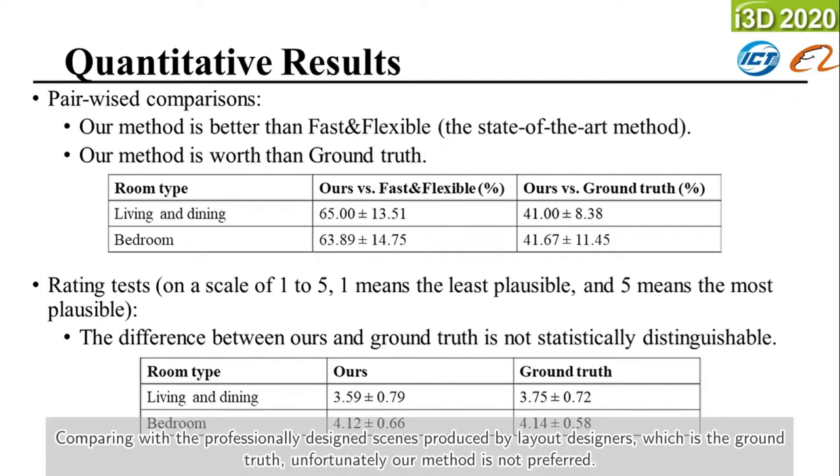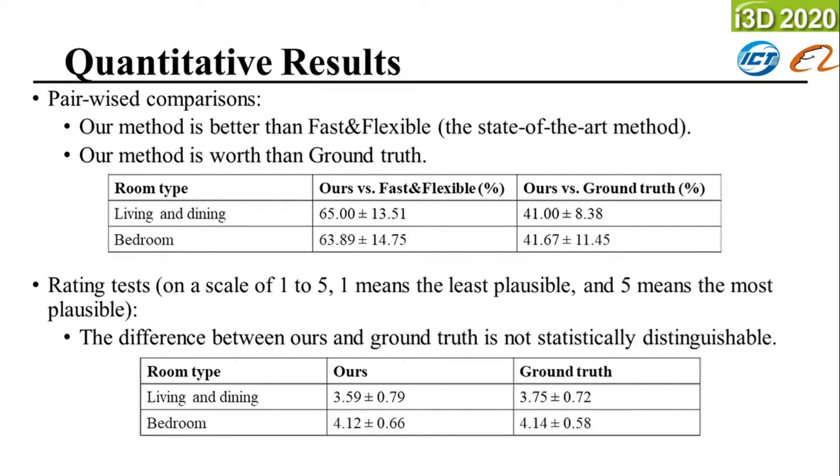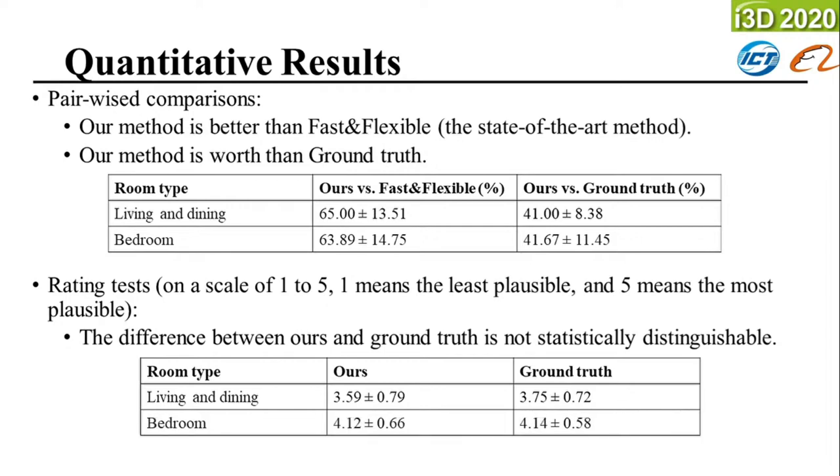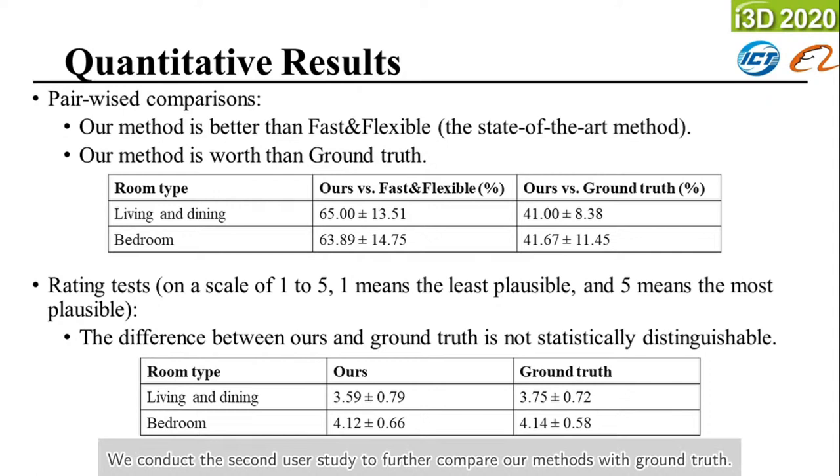Compared with the professionally designed layouts produced by layout designers, which is the ground truth, unfortunately, our method is not preferred. We suggest that this might be caused by the more accurate location of objects, which is more visually sensitive to humans, especially in 2D top-down view plans. We conducted a second user study to further compare our methods with ground truth.